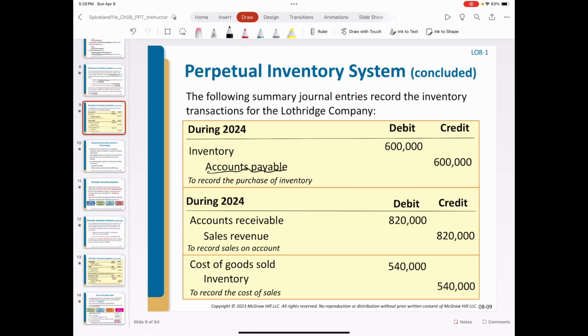Two transactions have an impact on inventory. One is the purchase, so we debit inventory. The other is the sale, and we credit inventory. So whenever there is a purchase, we debit inventory accounts. Whenever there is a sale, we credit inventory accounts.